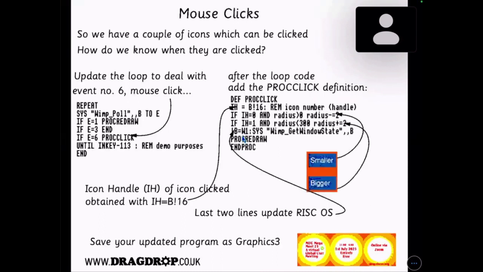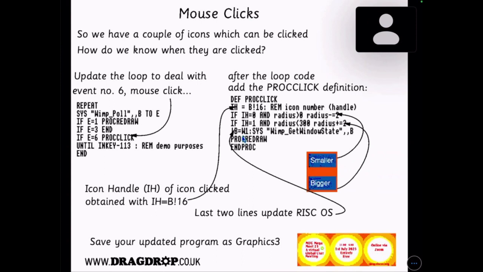Now, next is mouse clicks. Well, probably the main thing about applications and using them and manipulating things on RISC is, what do we do when the mouse is clicked? How do we know a mouse is clicked? How do we know what button is clicked?